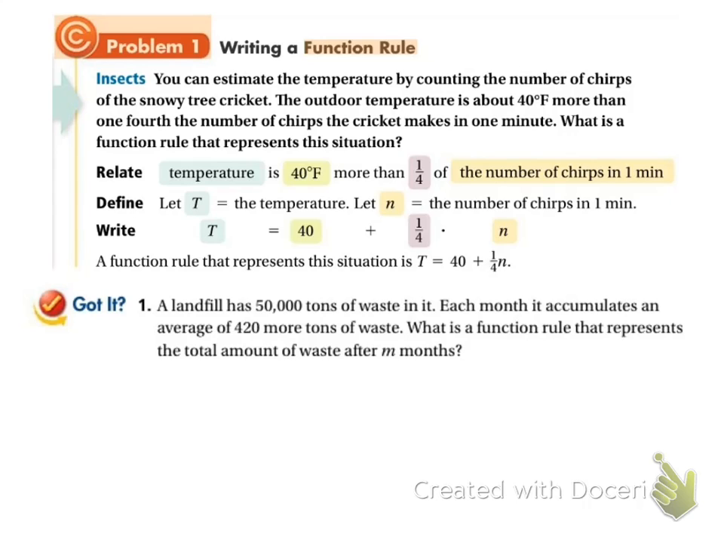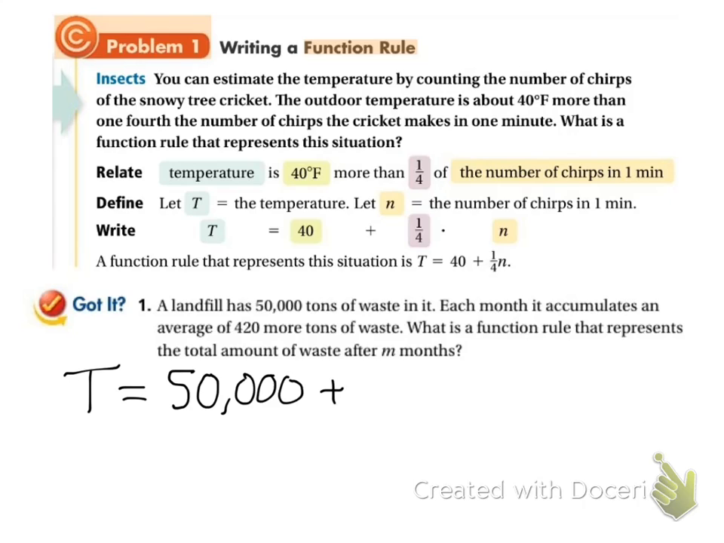So let's just use t for total. So we're going to write an equation of how much waste there is, the total of the waste. So t is going to be our total. So it says that it already has 50,000. So I should write 50,000 already. And then I need to add how much we have per month. Well, it gets 420 tons of waste per month.